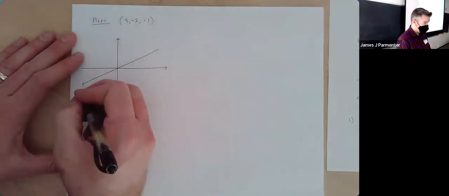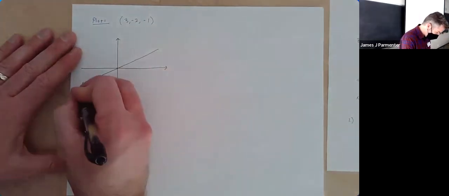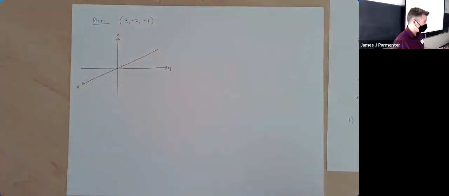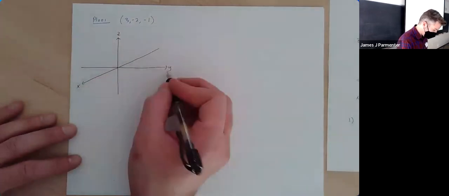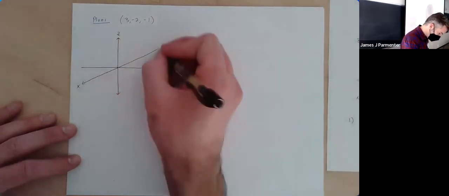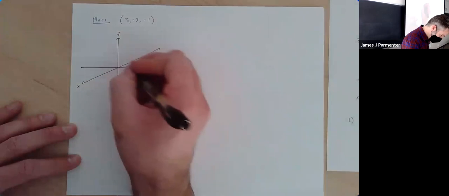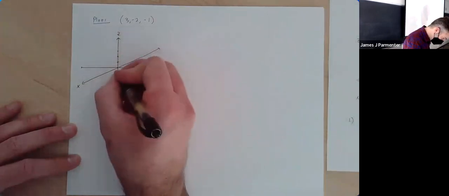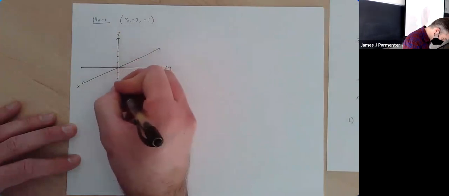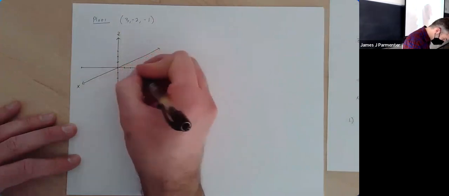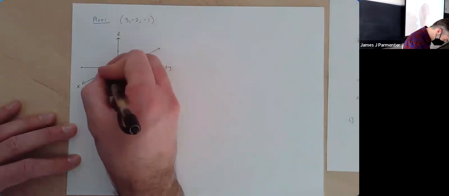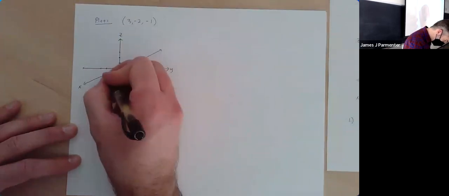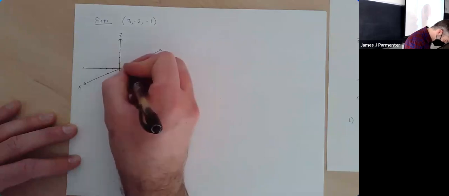Sometimes people use the convention of labeling X, Y, and Z on the positive parts of the axes. That's the positive x-axis, positive y, positive z. And then we're going to give ourselves some little marks here. Okay, let's see how this goes.